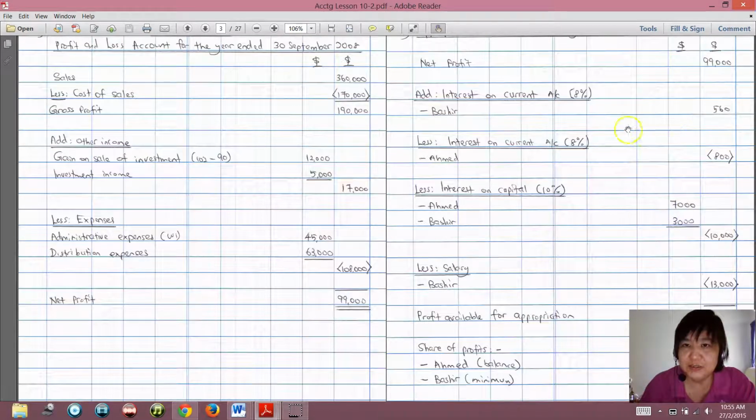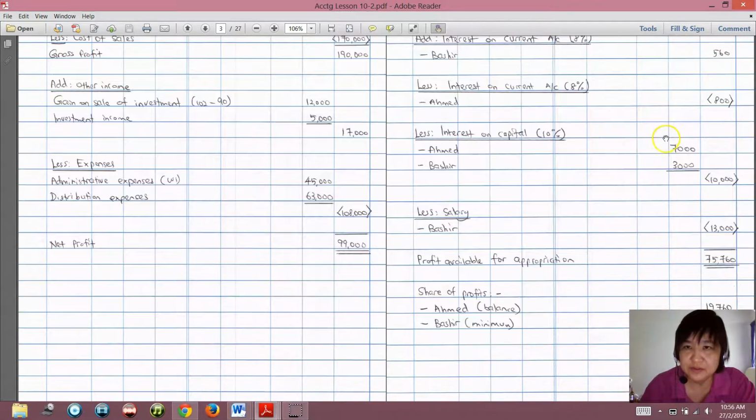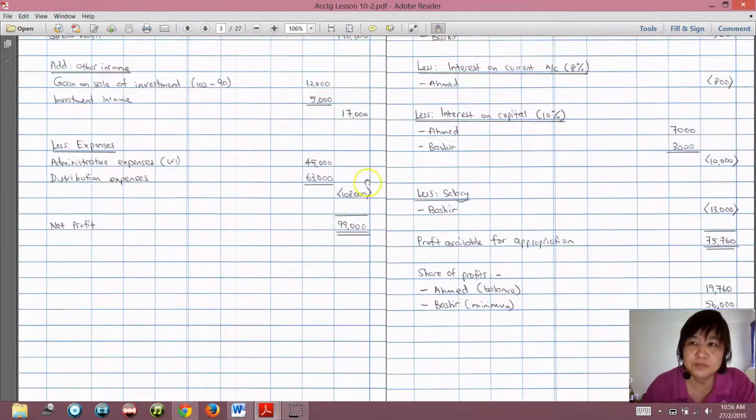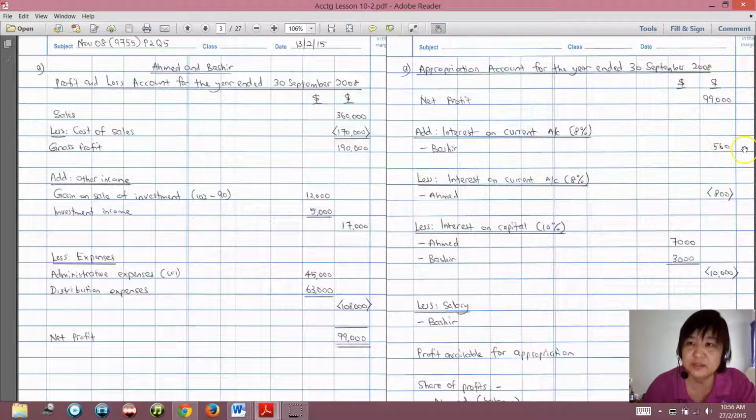So that means this one, interest on current account, 560. Partial, at the beginning of the year, opening balance, owes the company 700. So partial is supposed to pay the company 560. You see, in the appropriation account, we have credited 560, something like an income in the appropriation account.